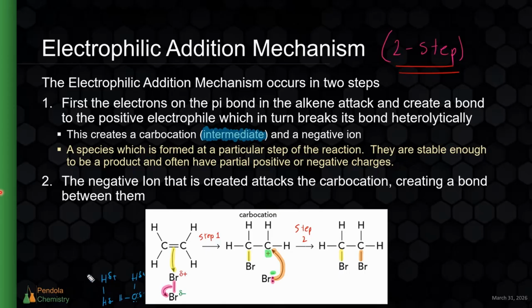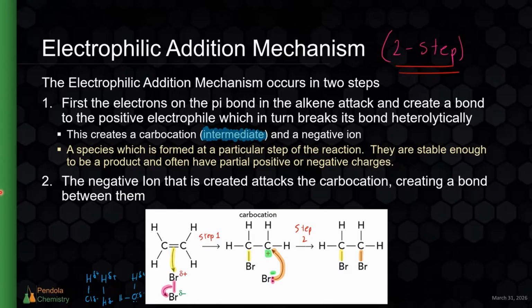And it will be the same if we had a hydrogen halide, like HCl, for example, where the Cl will be the partial negative and the hydrogen will be the partial positive. But the whole reaction is exactly the same. It's just what we are adding that changes. But you need to understand this mechanism.